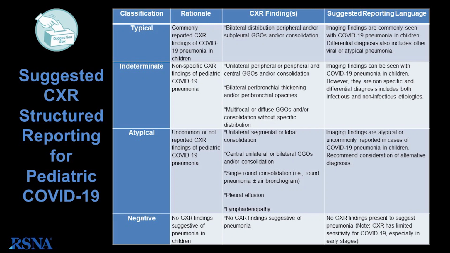The indeterminate category is used for pediatric patients who have imaging findings that can be seen in COVID-19, but also have a much broader differential. So this includes things like unilateral, peripheral, or peripheral and central ground glass opacities, because bilateral is the more classic pattern, the presence of bilateral peribronchial thickening or peribronchial opacities, as can be seen with reactive airways disease or other viral illnesses, and the presence of multifocal or diffuse ground glass opacities that don't have any specific distribution. For this category, we tried to use a little bit less firm language, stating that these findings can be seen in COVID-19, however, they're nonspecific and the differential diagnosis is broad.